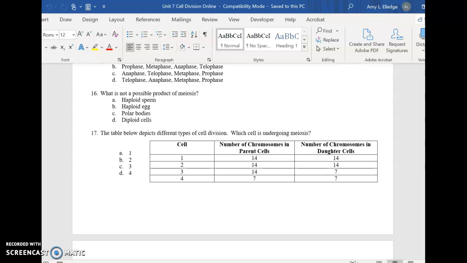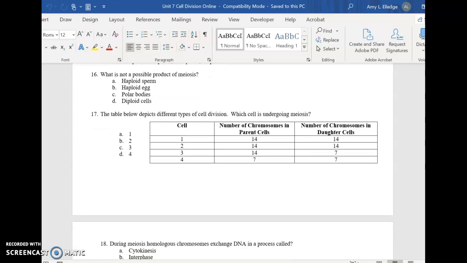What is not a possible product of meiosis? So remember, me is sexy. So these are your sex cells. So when we're talking about sex cells, hopefully you know sperm and egg are for sure them. So then you're between polar bodies and diploid cells. Well, if your sperm and egg are haploid, you're not making diploid cells. Polar bodies are when we make our egg, because remember we get 1 huge big egg and then 3 little duds. Those little duds are the polar bodies.